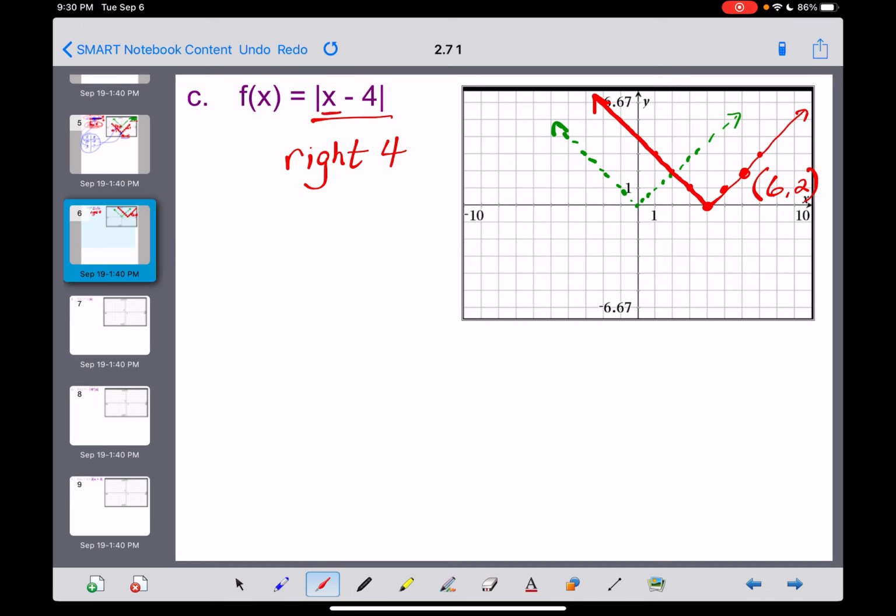Let's put a 6 in here for x, and the first thing we're going to do is subtract 4. 6 minus 4 is 2, and the absolute value of 2 is 2. So we got that one right.